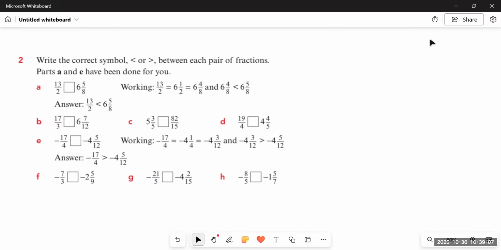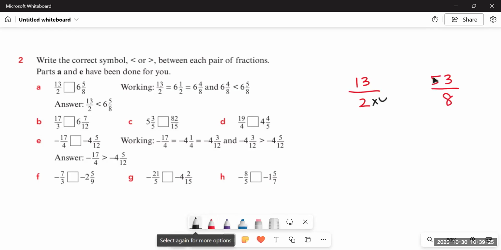Like here, it was 13 over 2, and the other one is 6 whole 5 over 8. So what we will do first, we will multiply 6 by 8, 48. 48 plus 5 is 53. So the other one would become 53 over 8. Now to make the denominators the same, we will multiply 2 by 4, 13 by 4. And we know that 13 multiplied by 4 is equals to 52. So this becomes 52 over 8. And here it is 53 over 8. So out of these two, which one is greater? Of course, 53. So this fraction is greater.